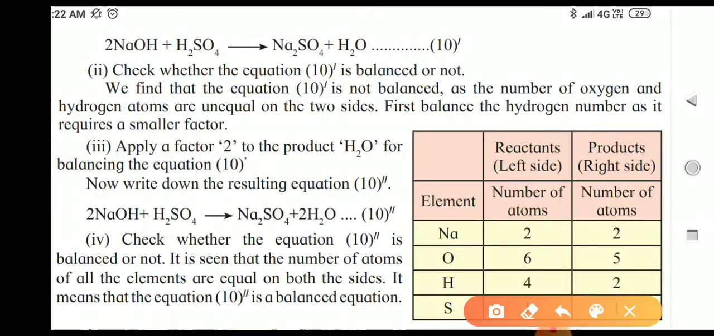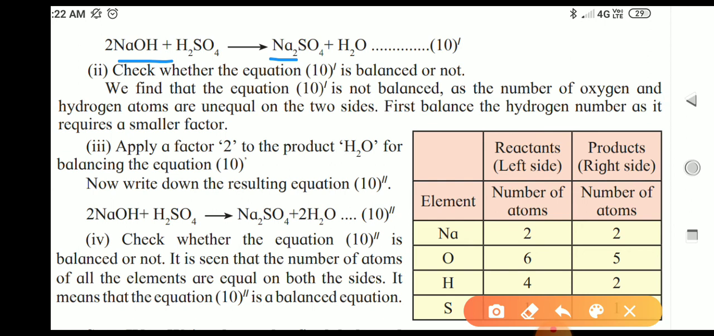So here is the equation now. This NaOH is now multiplied by 2. Thus we get 2NaOH plus H2SO4, and it gives Na2SO4 plus H2O. Now we can see sodiums are now balanced: 2 sodiums in the reactant and 2 sodiums in the product side. So thus we balance the sodium atoms.